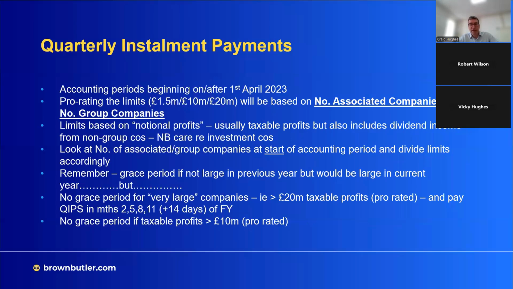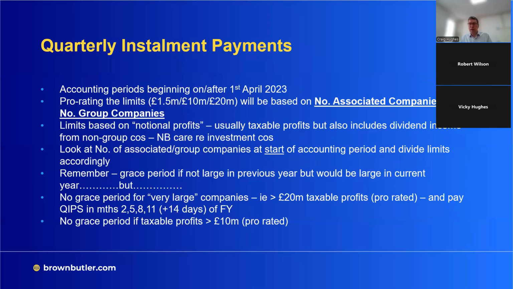Now, remember, there is this concept of a grace period if a company isn't large in the previous year, and that's to help a company transition into the quarterly installment payment regime. So it's only in the second successive year that the company would actually have to pay quarterly installment payments in terms of breaching those limits. However, there is no grace period for very large companies. So this is the 20 million taxable profit figure, again, prorated for the number of associates. If you move from small to being very large, there is no grace period. You're straight into that regime.